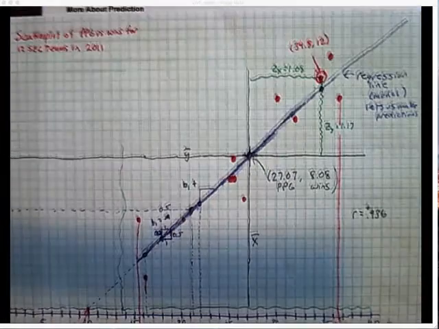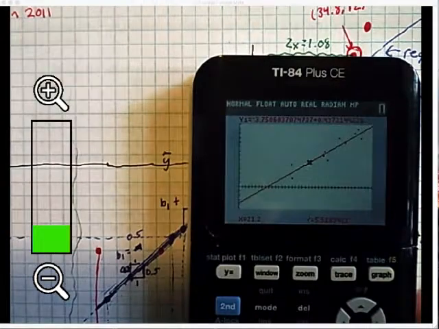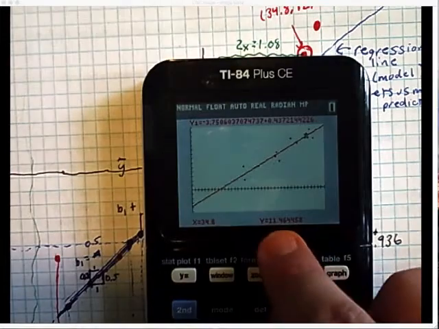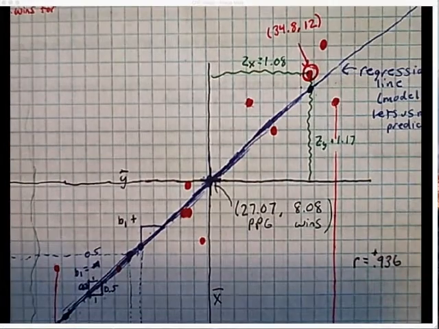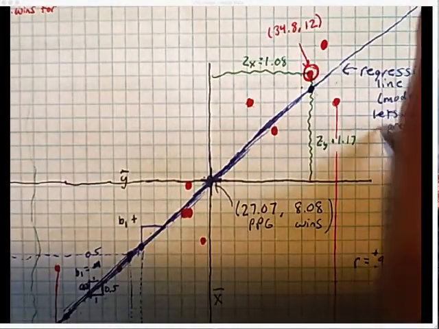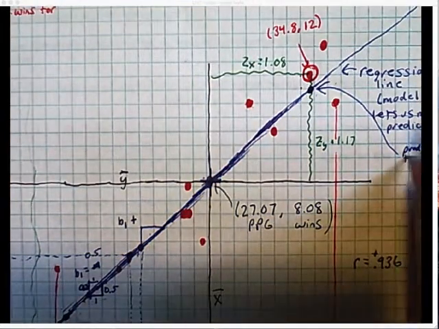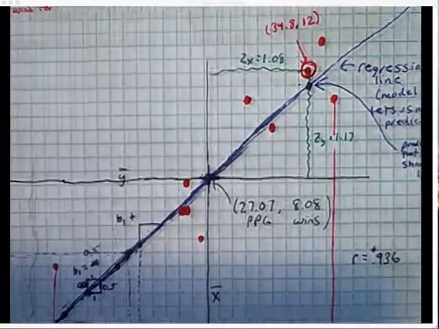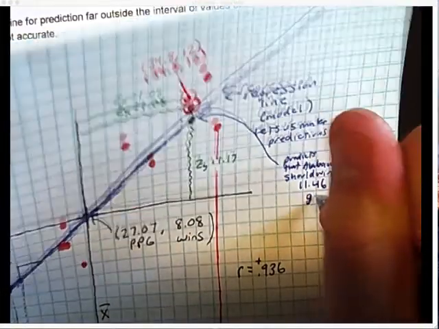Well, let's go back to our graph here. So here was our line. Let me zoom in a little bit. So I'm on my line now. If I type in 34.8, the prediction line says 11.46. So the prediction line predicts that Alabama should win 11.46 games.